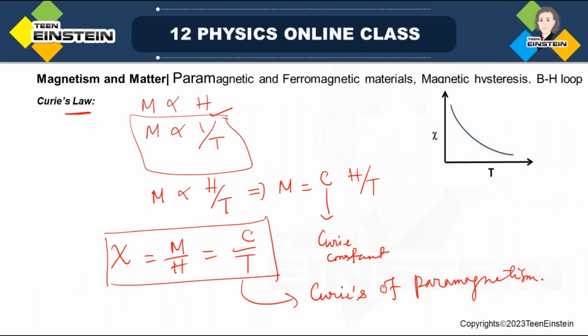Chi versus T is plotted here. It looks like this. So chi versus T for a paramagnet is this. This is the graphical representation of Curie's law of paramagnetism.